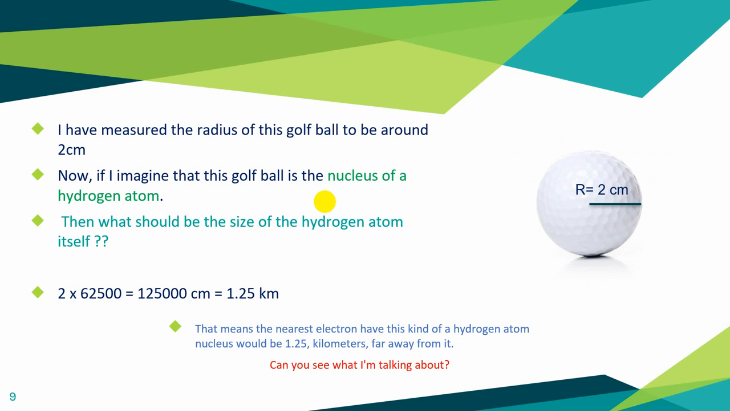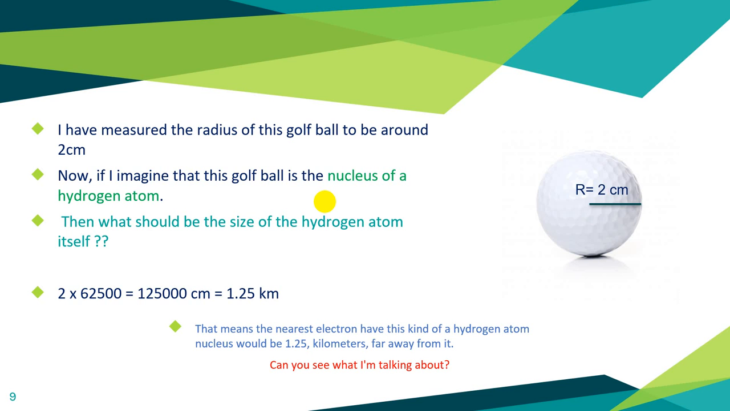Now, let's do a fun comparison between this ratio of the hydrogen atom size to the nucleus size and some other physical example. Here I have, let's suppose, a golf ball, and I have measured the radius of the golf ball to be around 2 centimeters. If I imagine that this golf ball is the nucleus of the hydrogen atom, then what should be the size of the hydrogen atom itself, or how far should the nearest electron be from this point?